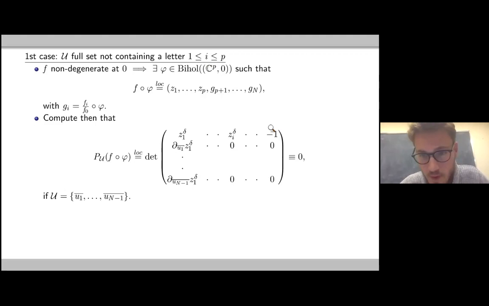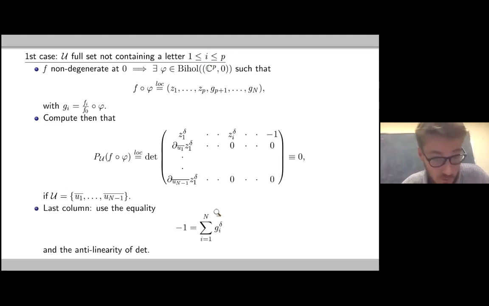So here, why can we make appear this column? It's because we can use this equality, since the image of the function lands on the Fermat hypersurface. We have this equality. And so by replacing this column by the sum of all the columns, we obtain this. And so it has to be identically 0, as they are proportional. So this is the idea for the first case.